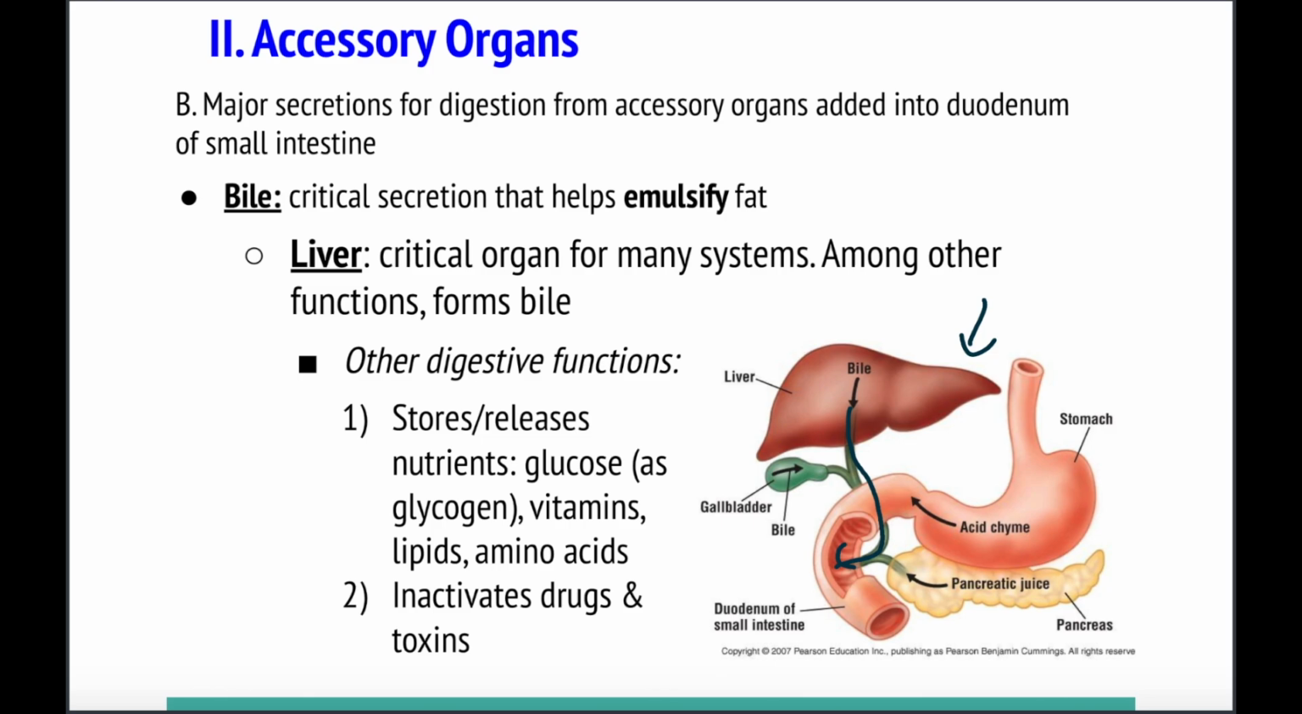One thing you may not know is your liver is one of the really large organs in your abdominal cavity, and it can store a lot of excess food. So it stores and releases nutrients. If you have extra glucose in your blood, you can store it as glycogen in your liver. If you have extra vitamins, lipids, or amino acids, which are parts of proteins, you can store any excess in your liver if you don't have a place to put it in your body.